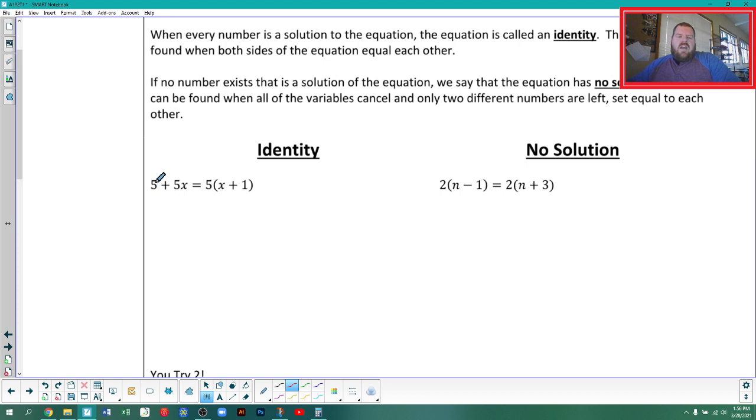So on this one, I have 5 plus 5x equals 5 times x plus 1. At face value, they don't look the same. They don't look the same at all. Sure, I've got some 5s, I've got some x's, but one side has a 1, one side doesn't. But if I simplify this side by distributing, so over here I'll have 5 plus 5x equals 5x plus 5 times 1.